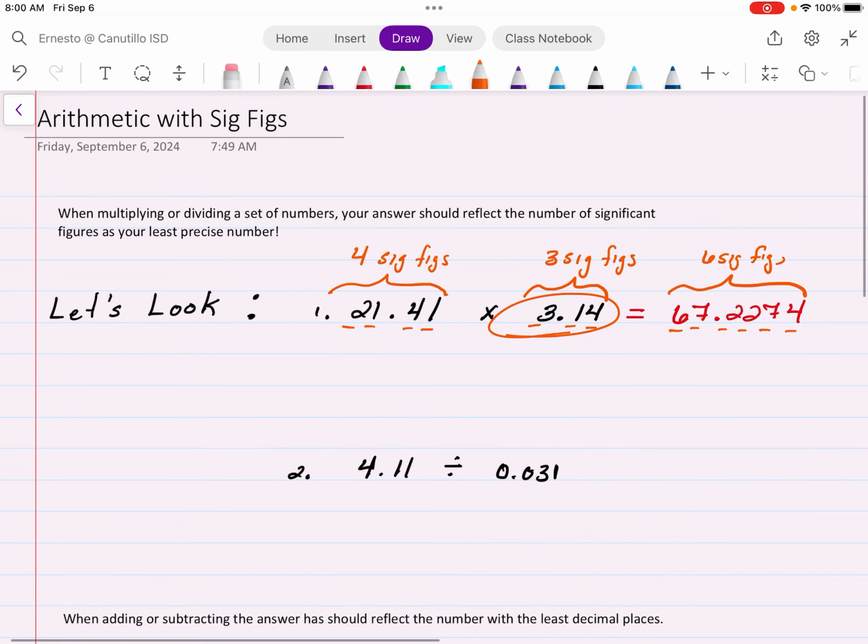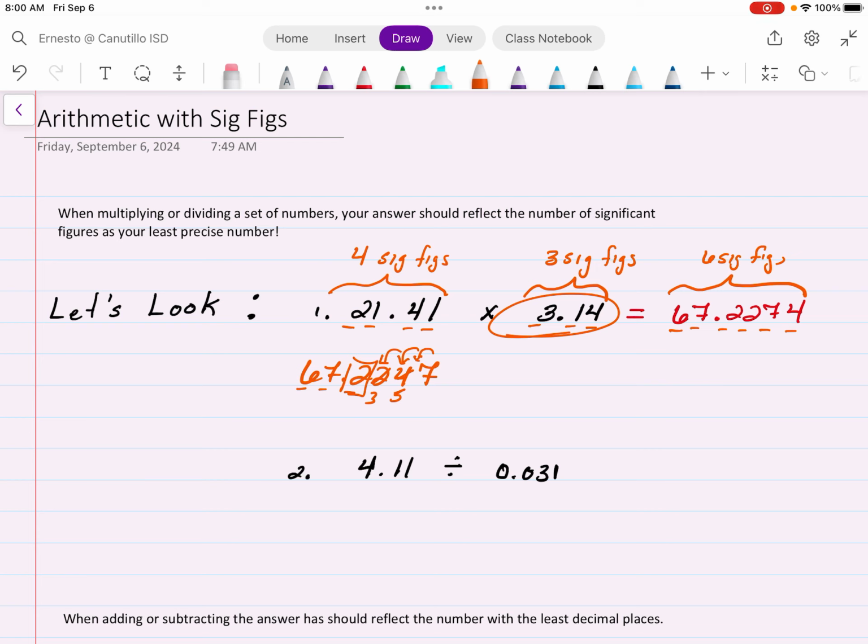Well, if we take the number 67.2247, that's the answer. Then 3 significant figures is here. So I'm going to round these numbers. If I round up the 7, the 4 becomes a 5, and the 2 becomes a 3, right? Now, because this 3 is not 5 or greater, that means the 2 can stay exactly where it is. 5 or more, add 1 more; 4 or less, let it rest.